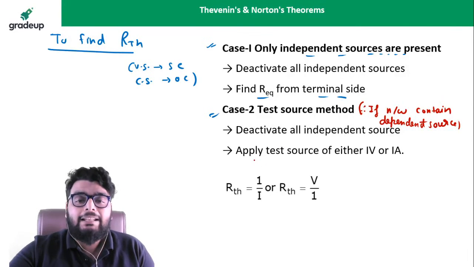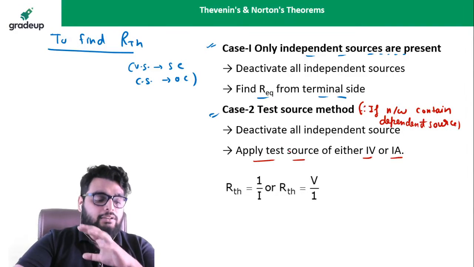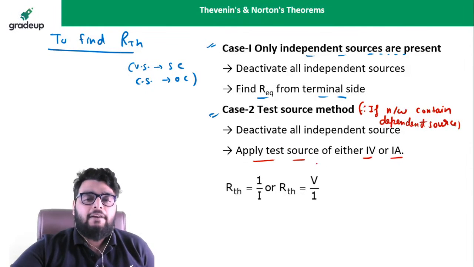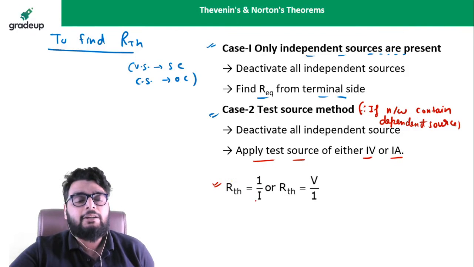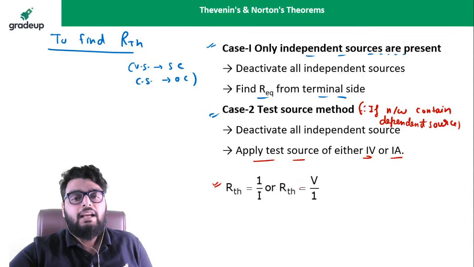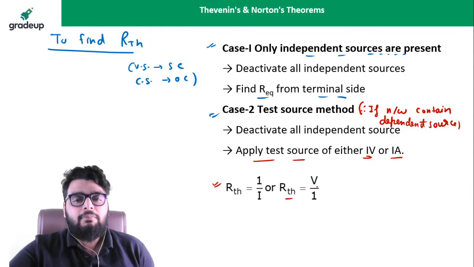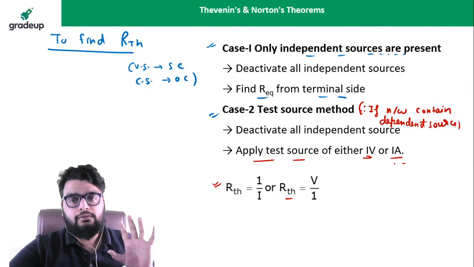Next, you need to apply a test source of either 1 volt or 1 ampere. After deactivating all the independent sources, I will apply a test source of 1 volt or 1 ampere and then find RTH. If you are applying a test source of 1 volt, then RTH will be 1 divided by I, where I is the current passing through this voltage source. If you are applying a test source of 1 ampere, then RTH will be V divided by 1, where V is the voltage across this test source.